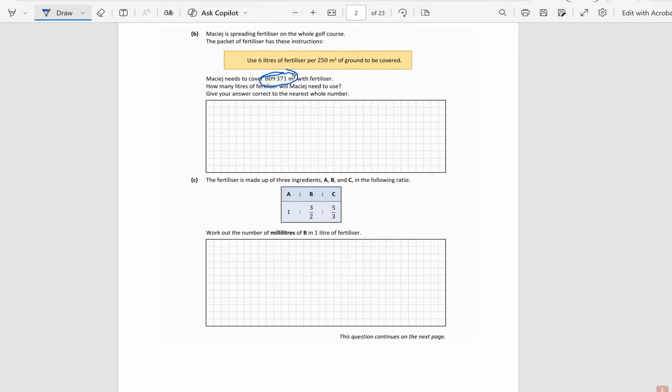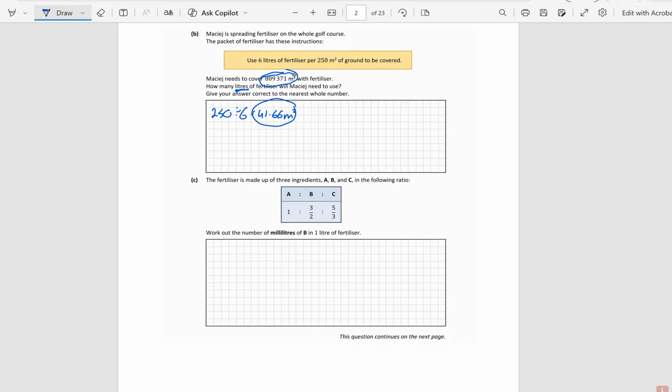Okay, well, I want to find out how many meters 1 litre of fertilizer uses, because they're asking me how many litres will she use. So I want to find out how much a litre will cover. I know that 6 litres covers 250 meters squared. So if I take the 250 meters and then divide by 6, I will get 41.66 meters squared. So that's what 1 litre covers.